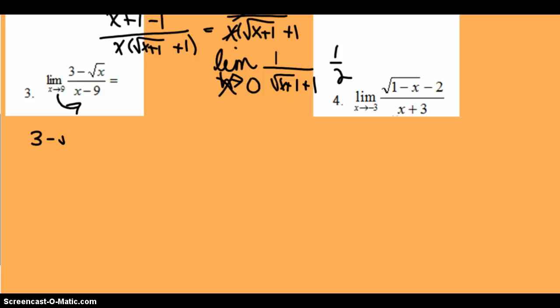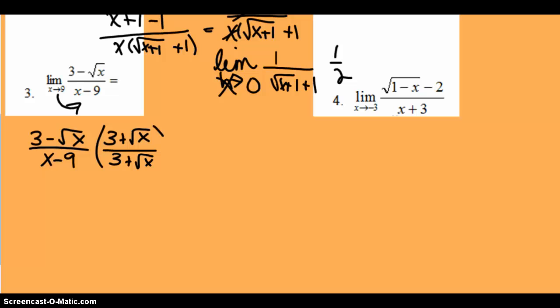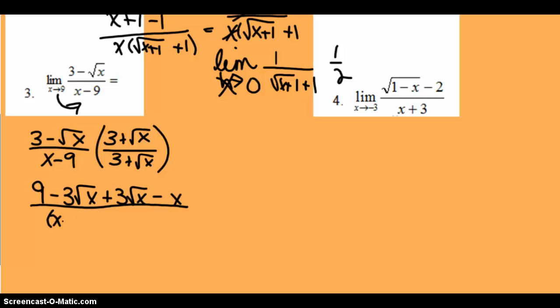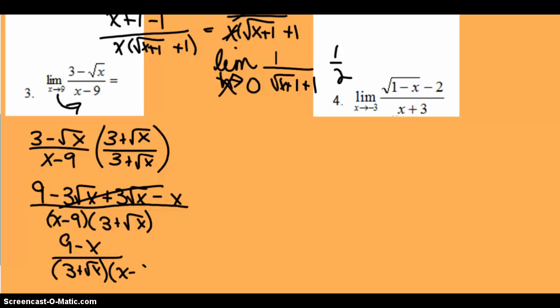So I'll have 3 minus radical x over x minus 9 times 3 plus radical x over 3 plus radical x. So in the numerator, I will end up with 9 minus 3 radical x plus 3 radical x minus x squared underneath the radical, which is x. And then I'll have x minus 9 times 3 plus radical x. I'm going to go ahead and cross these two terms out. 9 minus x over 3 plus radical x times x minus 9. That's the old rule of difference of negative 1.